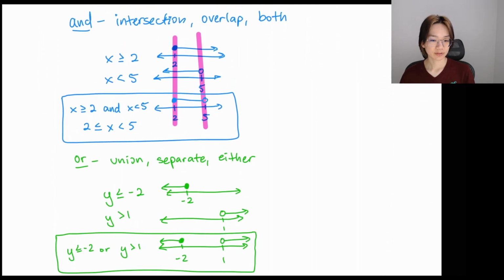So for and, it's where both inequalities have to be true. The number x has to be greater than or equal to 2 and less than 5. So all the numbers that are in between there. Or is only one of them has to be true. Because there's no numbers that are less than or equal to -2 and greater than 1 at the same time, only one of them has to be true.